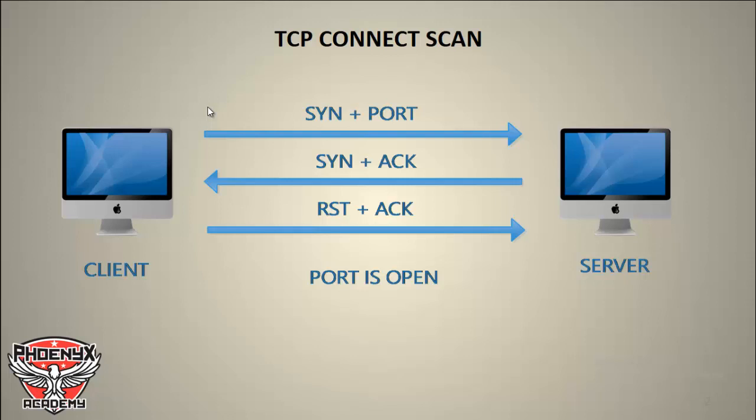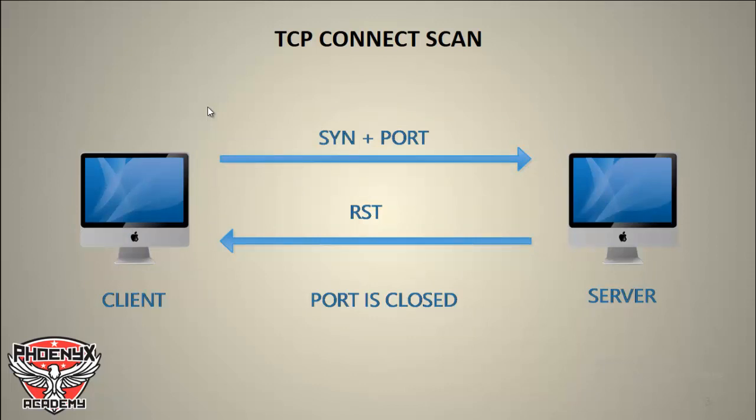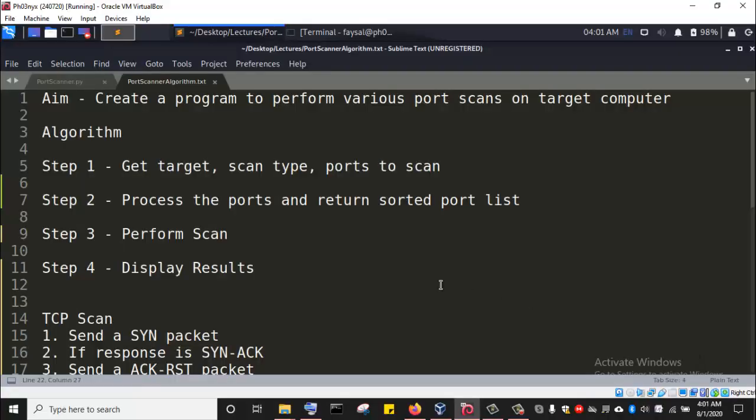All right. So once we have this TCP Connect Scan fully completed, then we can see that the particular port is open. However, if the client sent a packet with a SYN flag over a particular port that it wanted to communicate with on the server, and the server responded with a packet containing the reset flag, then we can conclude that that particular port is closed. So when we receive a packet containing a reset flag from the server, we know that port is closed. Now back to our algorithm.